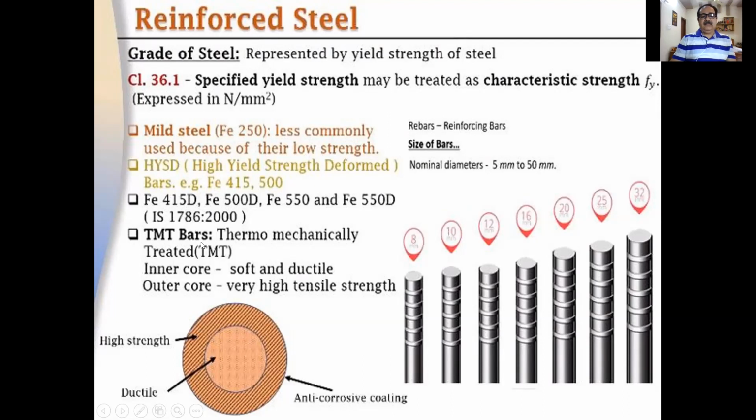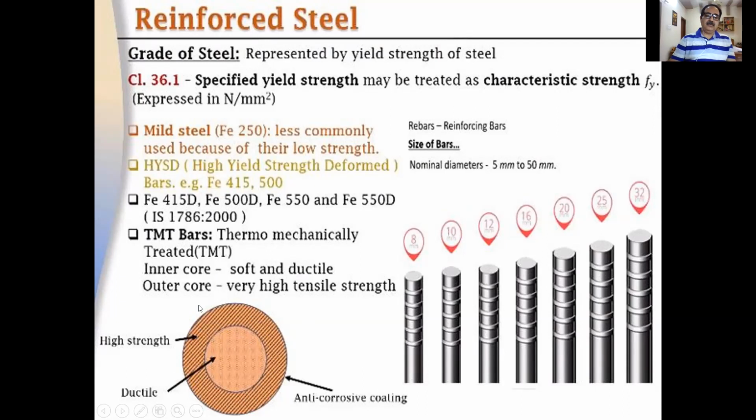Then we have a bar which is known as thermomechanically treated, TMT bars. We always hear this name TMT whenever we go for reinforcing material. These steel bars are thermomechanically treated. This is a process used in manufacturing. Depending upon this process, the inner core of the steel bar is kept ductile and the outer periphery is of high strength, and it has an anti-corrosive coating also.